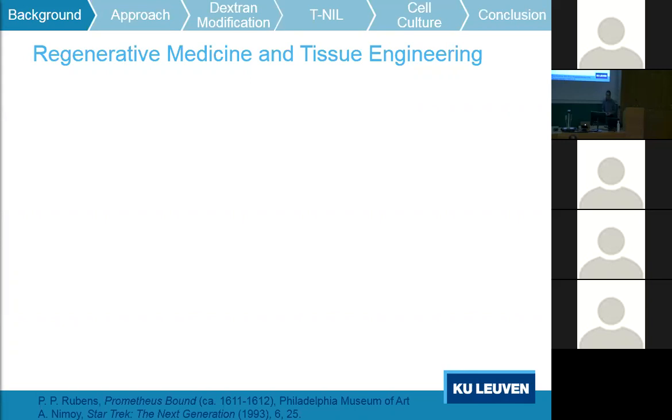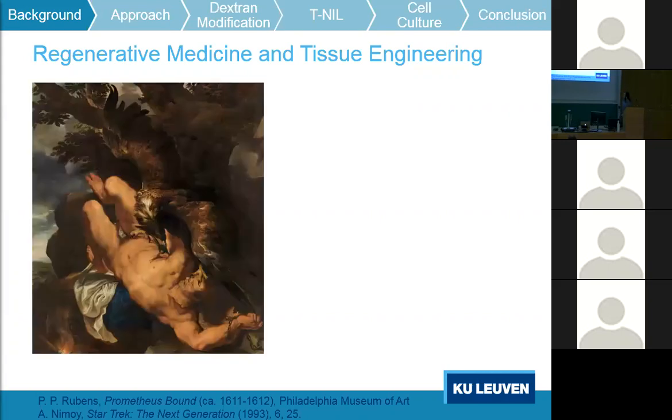Now, the idea of regenerating tissue isn't a new one, and I think perhaps the most common example of this is the punishment of the Titan Prometheus. This Titan was punished for giving mankind fire, and his punishment was to be chained to a rock and have his liver eaten out by an eagle every day, and every day the liver would regenerate, his wounds would heal, and he would suffer the same fate the next day and the next day for eternity, or at least until I believe Hercules helped the guy out.